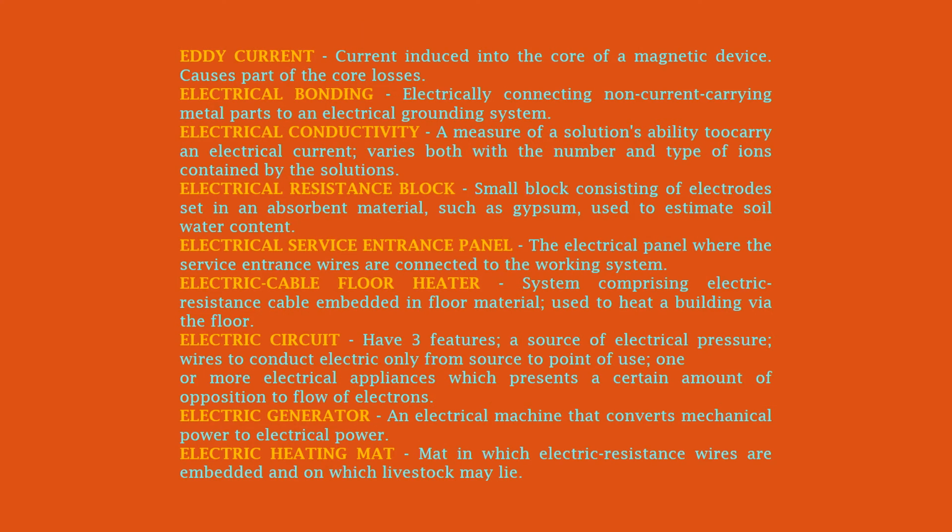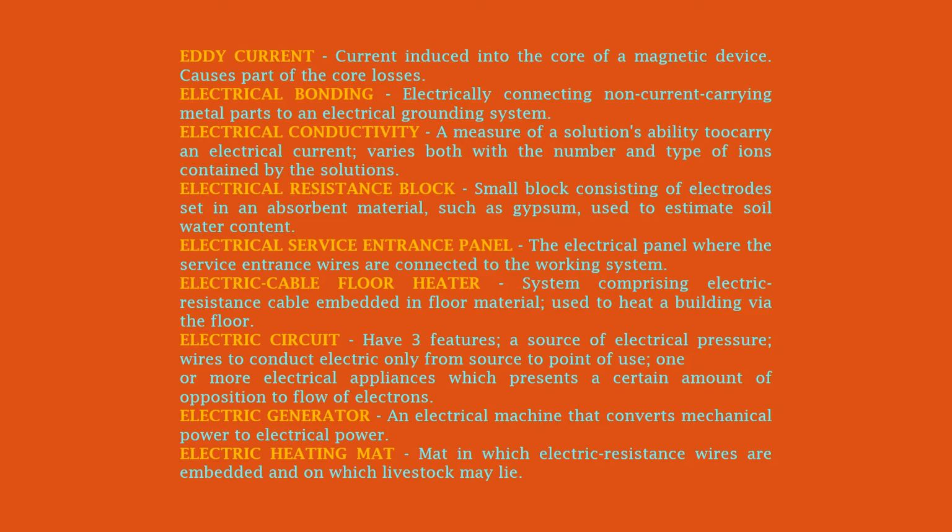Eddy current. Current induced into the core of a magnetic device. Causes part of the core losses. Electrical bonding. Electrically connecting non-current carrying metal parts to an electrical grounding system. Electrical conductivity. A measure of a solution's ability to carry an electrical current, varies both with the number and type of ions contained by the solutions.